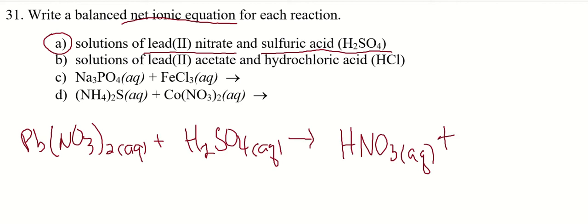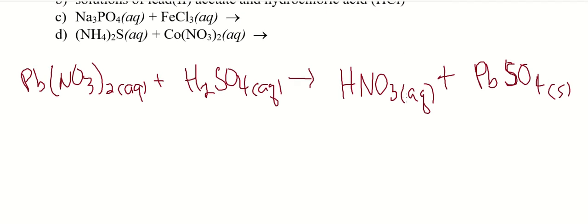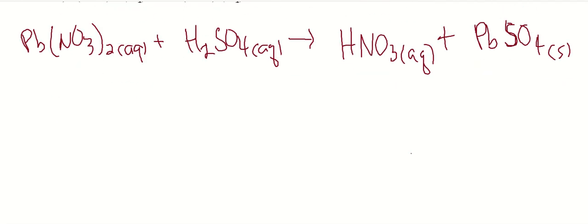And the lead is going to end up with the sulfate, which is going to be a precipitate. This is lead 2, and sulfate is also a 2 negative charge, so they're going to cancel out. PbSO4 precipitate. Okay, let's balance this. We have 2 hydrogens, just to see what we have multiple of, so I'm going to put 2 there. That's going to balance everything, right?